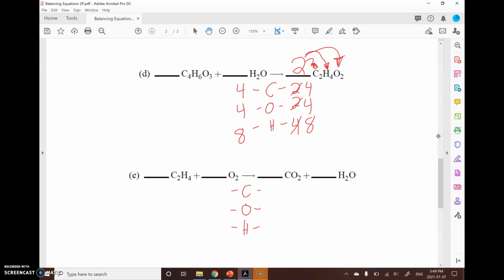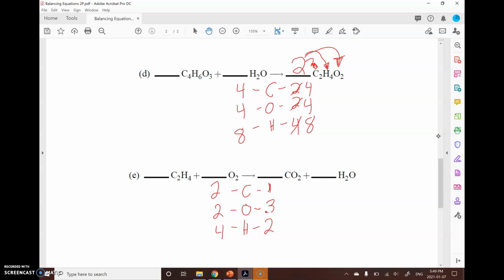We're going to count up the left side, so I have 2, 4, and 2. Okay, so you remember those little numbers. On this side, I have 1. I have 2 oxygens here and 1 right here. So I have 3, and I have 2 hydrogens.